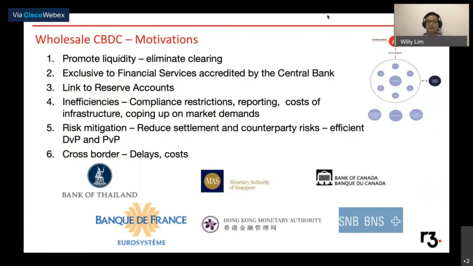It also reduces the risk of delivery versus payment. This is when you pay invoices and it takes 2 days to settle. Within those 2 days, you need to set aside money because there's a risk that you cannot pay. Whereas with CBDC, when you have cash on hand, you'll be able to settle it pretty quickly without any clearing. It also reduces delays and the cost associated with cross-border payments for wholesale.